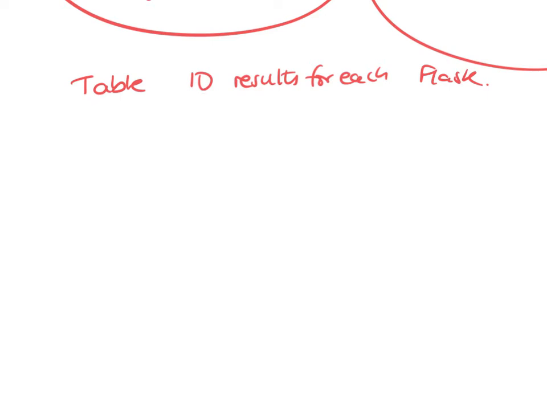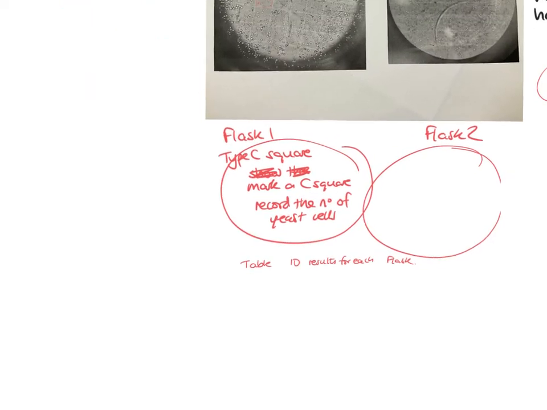In terms of units, what are we counting? We're counting the number of yeast cells per what? What are we counting them in? Penny? Per square. What square though? What type of square? What do we call that?